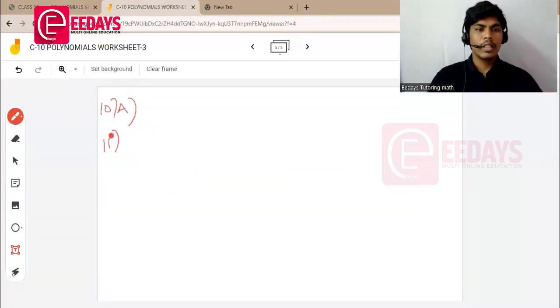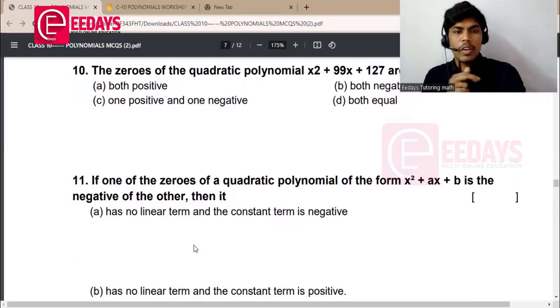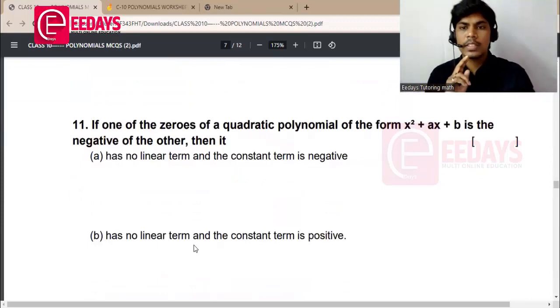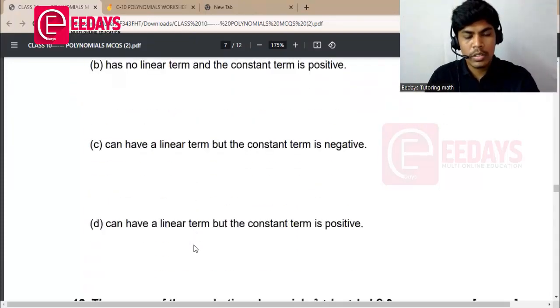Okay, 11th one. See, if one of the quadratic polynomial in the form of x square plus ax plus b is the negative of the other, then find of its, then it is a nonlinear term, constant term, positive term.